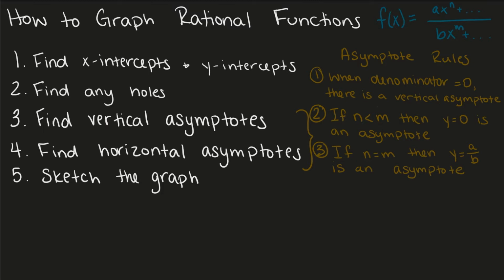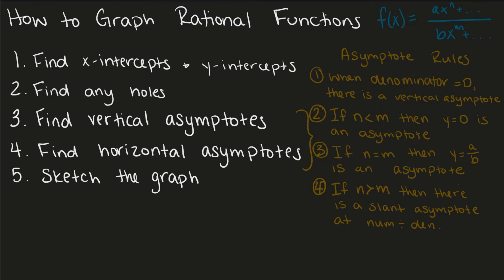And if the degree of our numerator is greater than the degree of our denominator, there are no horizontal asymptotes, and instead we have a slant asymptote, which we find the equation for that line by dividing our numerator and our denominator. And I'll show you an example of this.